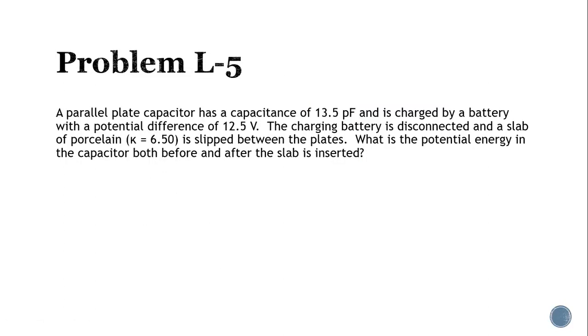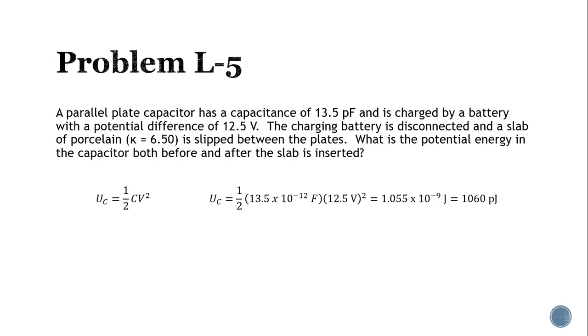So let's do a couple of quick problems. Here we have a parallel plate capacitor with a capacitance of 13.5 picofarads charged by a battery with potential difference of 12.5 volts. The charging battery is disconnected and a slab of porcelain, which it says has a dielectric constant of 6.5, is slipped between the plates. And it wants to know what is the potential energy of the capacitor both before and after the slab is inserted. So remember, the potential energy is 1/2 CV squared.